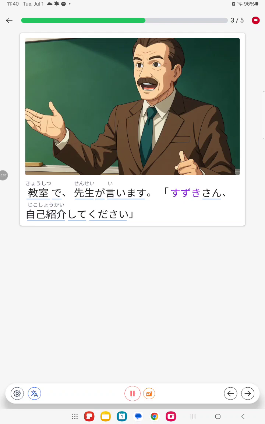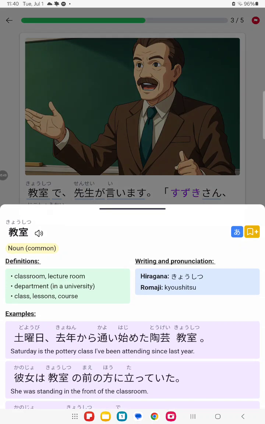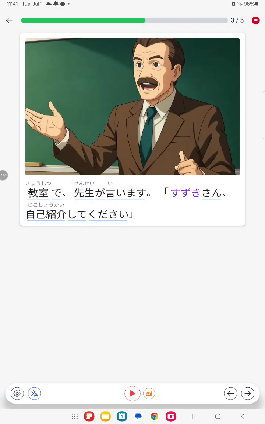教室で先生が言います。鈴木さん、自己紹介してください。 教室, that's the word for classroom. In Chinese, it's like 教室 something. Maybe I messed up the tones for that. In the classroom, the teacher speaks.